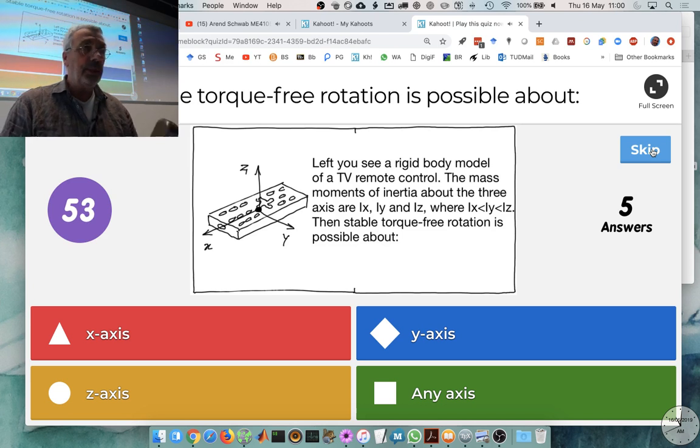I'm talking about objects like this, right? What is stable around this axis or this axis or this axis? You can do the experiment if you have something like this. Try. Or go through the math.